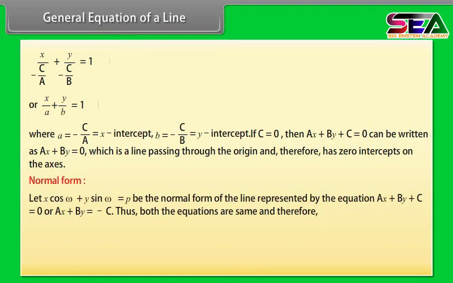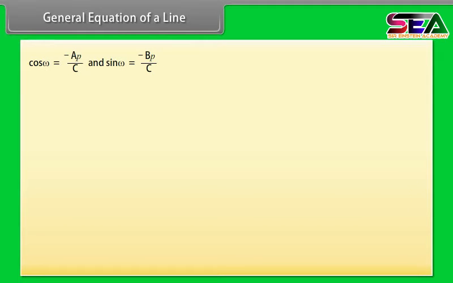Normal form. Let x cos omega + y sin omega = p be the normal form of the line represented by the equation ax + by + c = 0, or ax + by = -c. Thus both the equations are the same and therefore a/cos omega = b/sin omega = -c/p, which gives cos omega = -ap/c and sin omega = -bp/c. Now sin square omega + cos square omega = (-ap/c) whole square + (-bp/c) whole square = 1.